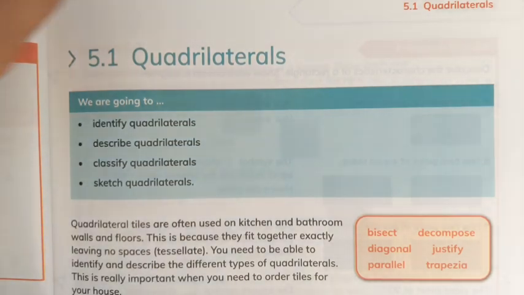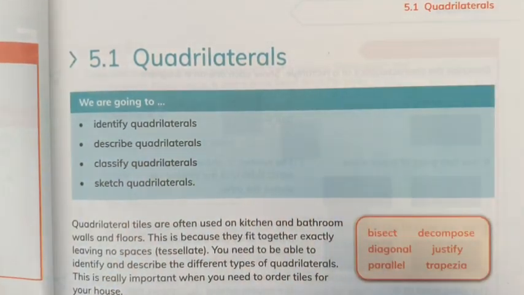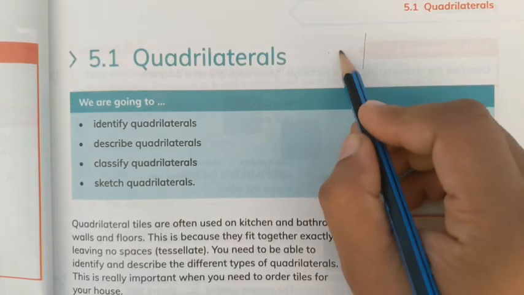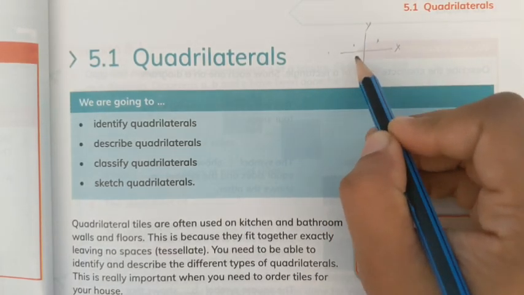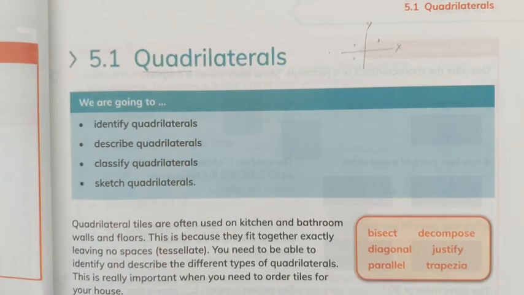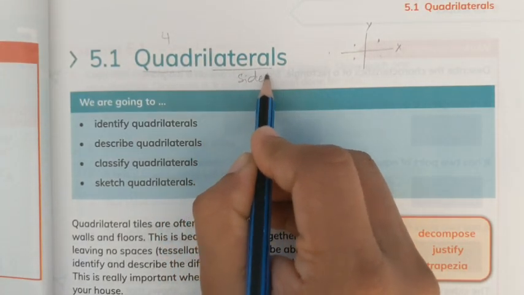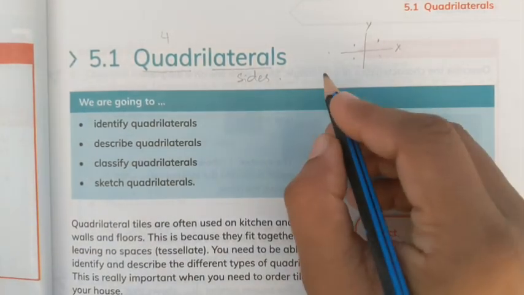Quad means four, as you would have learned with quadruplets, like four babies who are born at the same time are called quadruplets. Similarly, when we talk about the Cartesian plane, this is the x-axis, this is the y-axis, and it has four quadrants. So every word that has quad in the beginning means four. And the word lateral means the sides. So quadrilateral means any shape, any figure having four sides.